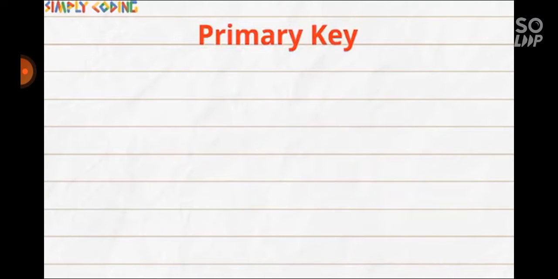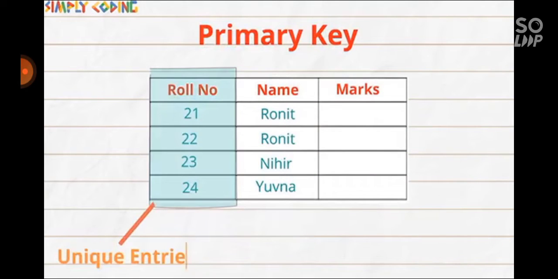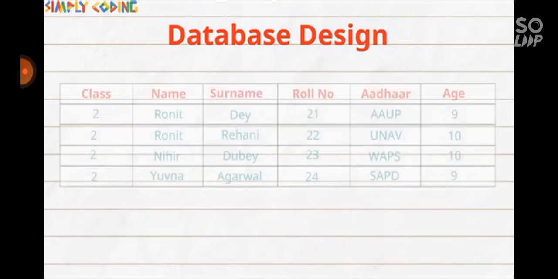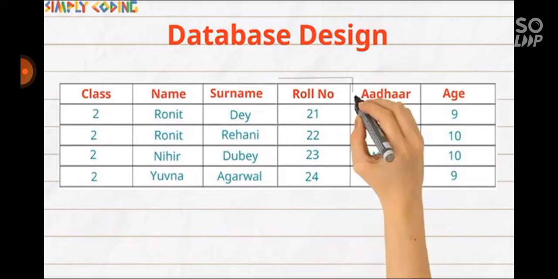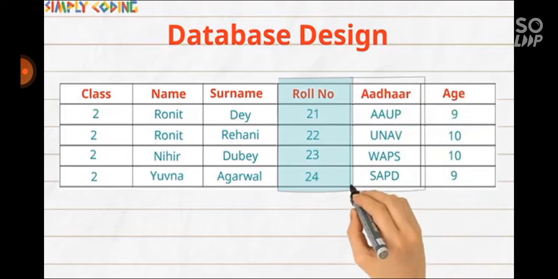Now what are keys? In every table there is a column or field which uniquely identifies each row of the table. This field is known as a primary key. When a database is designed or created, in every table such fields or columns are identified which can uniquely identify the rows.